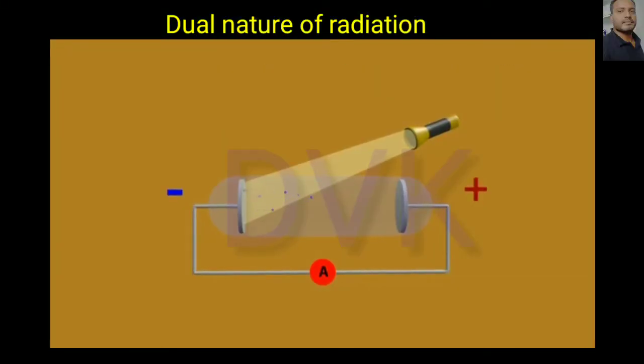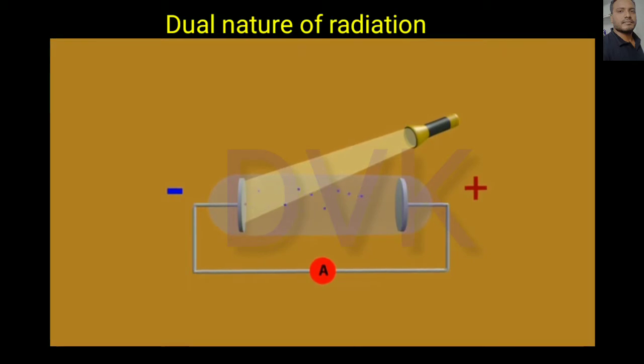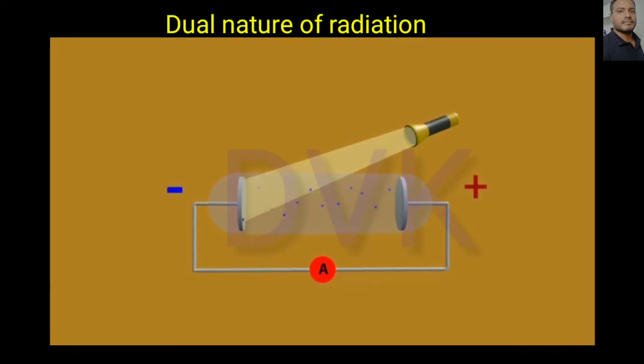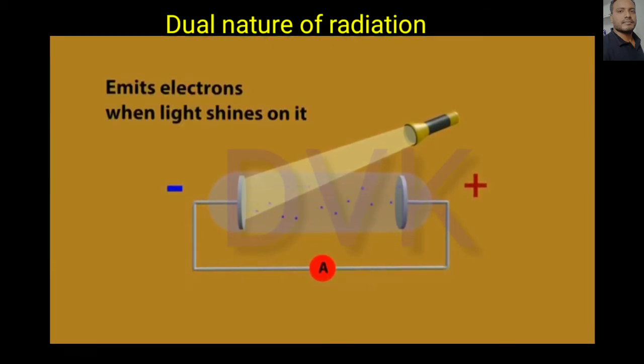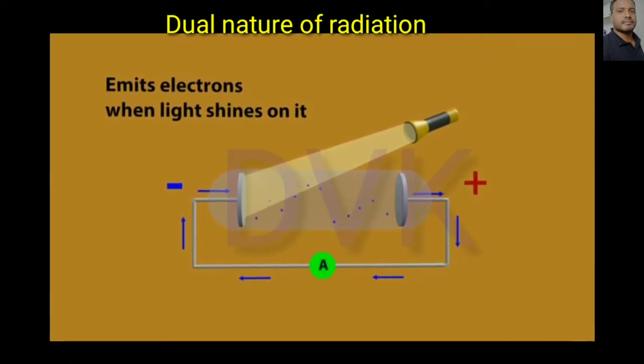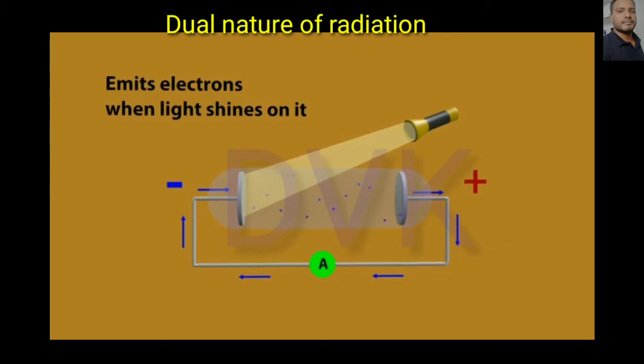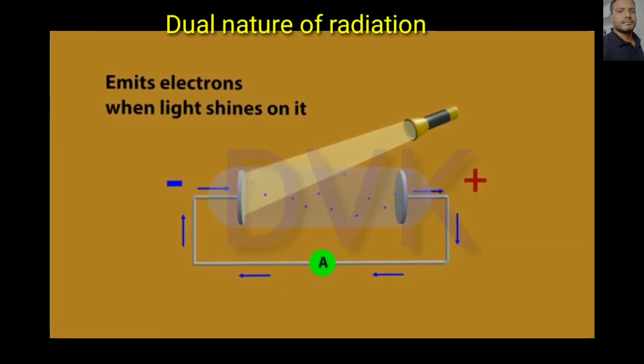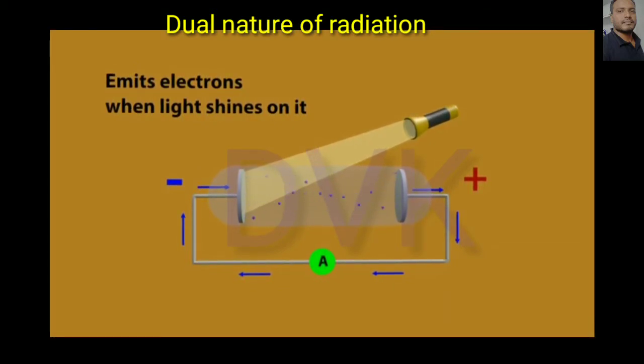In this animation, suitable rays are incident on a photoelectric material. That photoelectric material emits electrons. The phenomenon is called photoelectric effect.